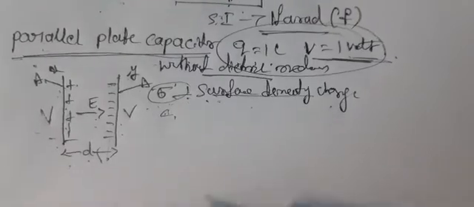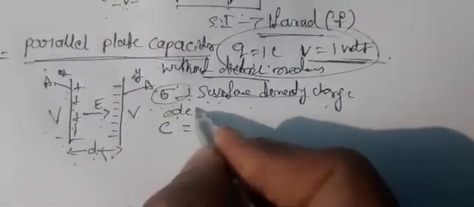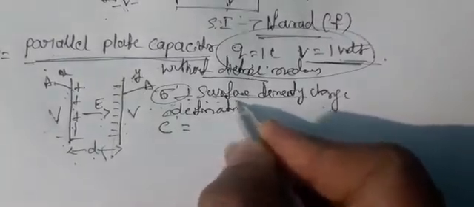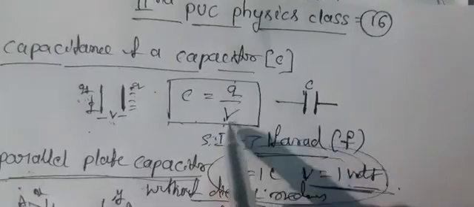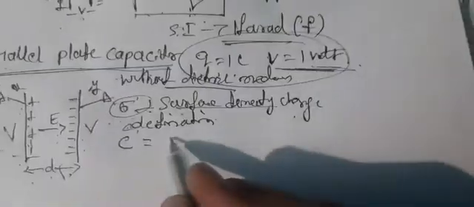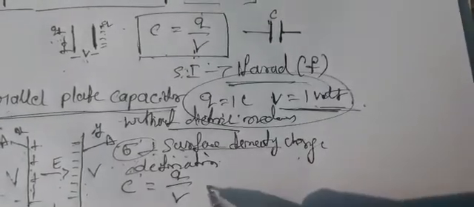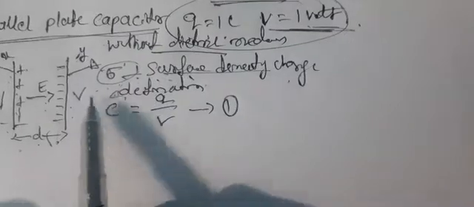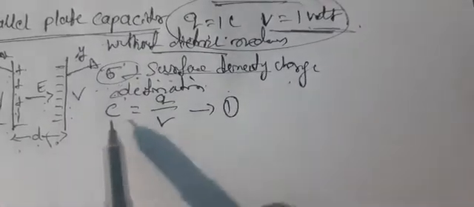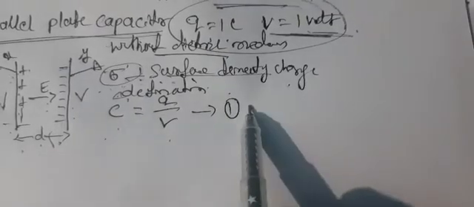By using the basic definition of capacitance. What is the capacitance? The capacitance means the charge per unit potential difference. That is, C is equal to Q by V. That is called equation number 1.